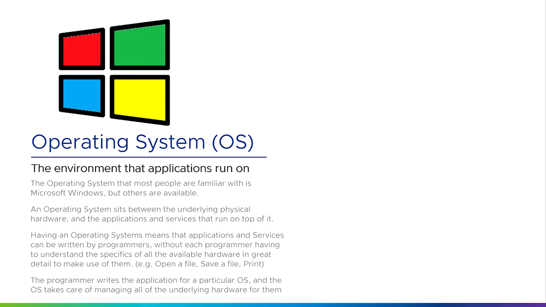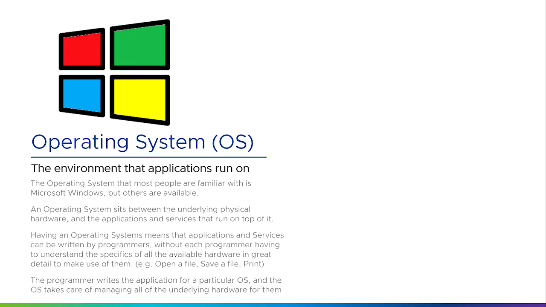The one that most people are familiar with is Microsoft Windows, but others are available. And as I said, the operating system sits between the underlying hardware and the applications and services that run on top of it. This means that an operating system and services can be written by programmers without the programmer having to understand all the specifics of the hardware in great detail.